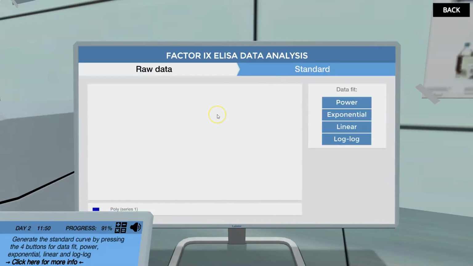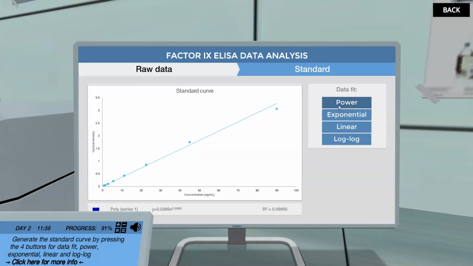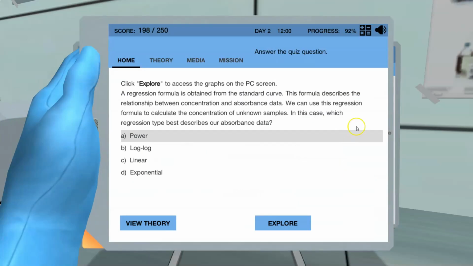Generate the standard curve by pressing the 4 buttons for data fit: power, exponential, linear, and log-log. Click Explore to access the graphs on the PC screen. A regression formula is obtained from the standard curve. This formula describes the relationship between concentration and absorbance data. We can use this regression formula to calculate the concentration of unknown samples. In this case, which regression type best describes our absorbance data?